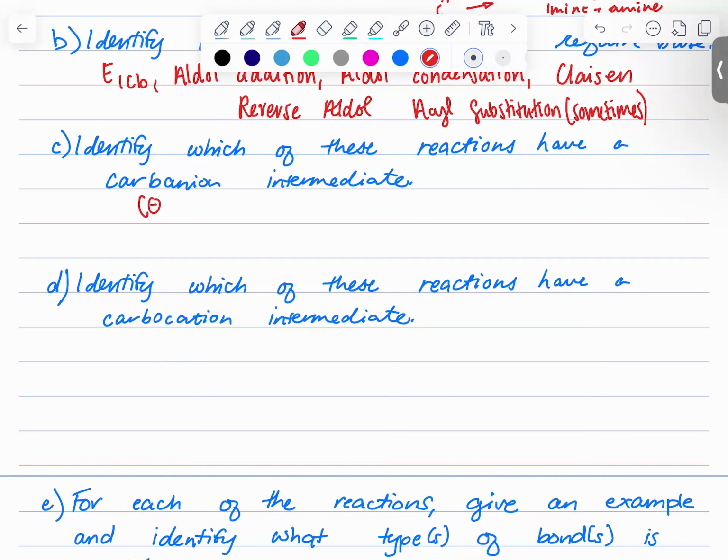So which of our reactions do we know needs a carbanion intermediate? And there was a homework question that asked this exact question. So good to know. Does a carbocation or carbanion?